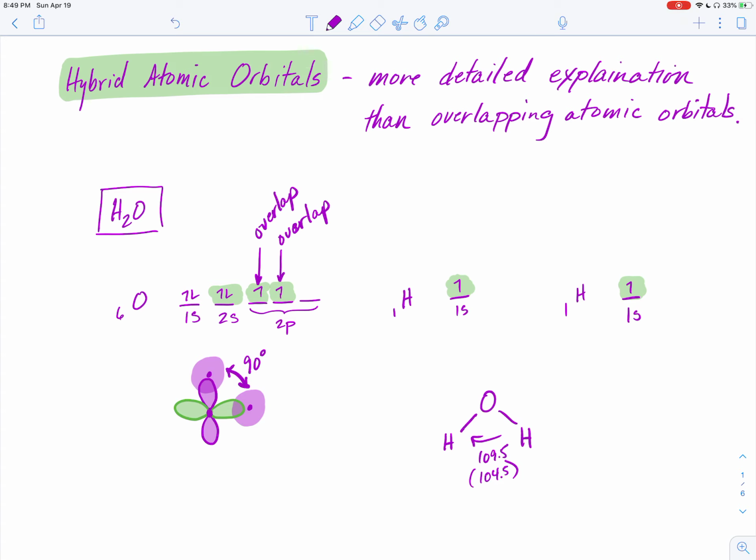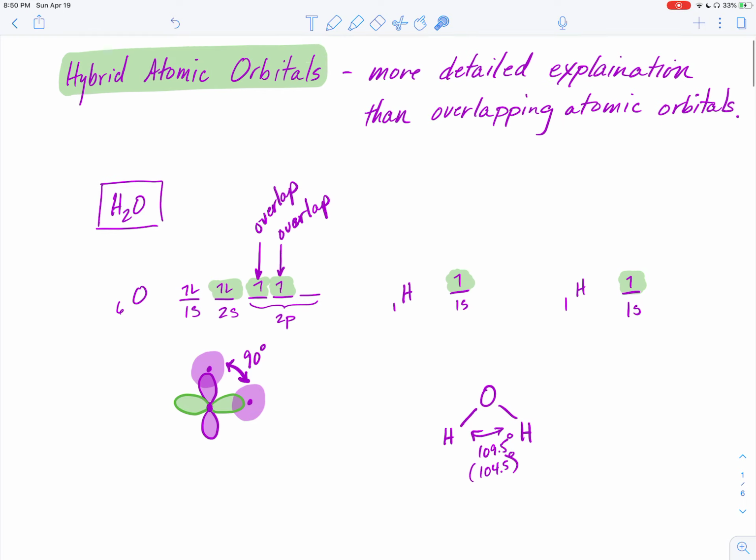And so why is that? Why are we getting a much greater angle than what would happen with a traditional overlap? It turns out that there's something that happens to the orbitals in the center atom to equilibrate all of the various orbitals that are utilized in this process to create an equal distribution of energy. We call this hybrid atomic orbitals. So it looks something kind of like this.